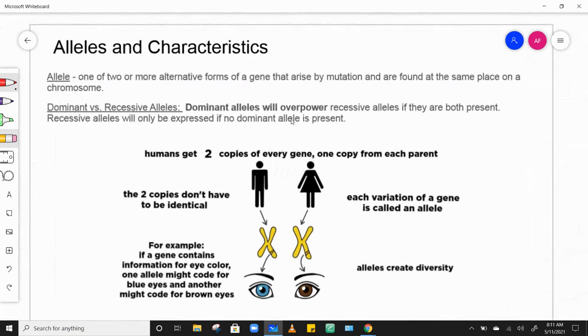So again, why do we get two alleles? Why do we get two of them? Well, you get one from your mom and one from your dad. So one from each parent.